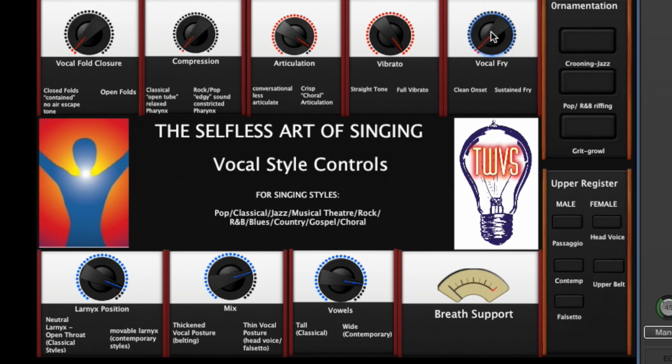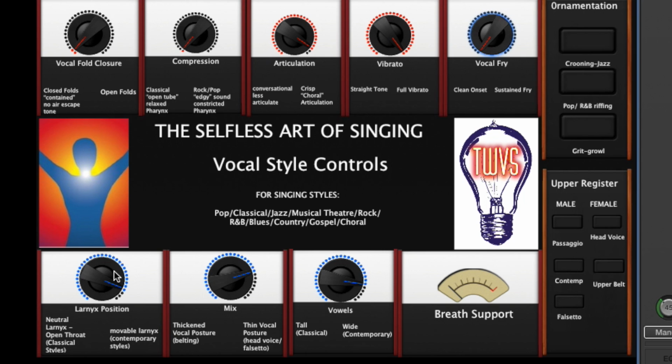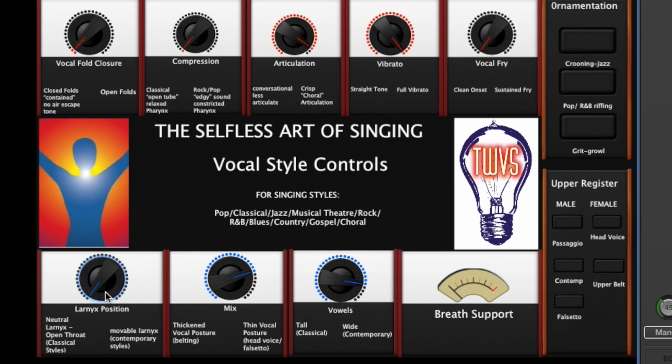Not a lot of vocal fry you're going to hear in opera in general. Vocal fry will always be down in opera just about. Larynx position. Now, his larynx, when he's singing, is in the more neutral position. It means when you go high and you go low, it just stays floating in the same place the whole time. So his larynx is in neutral position.